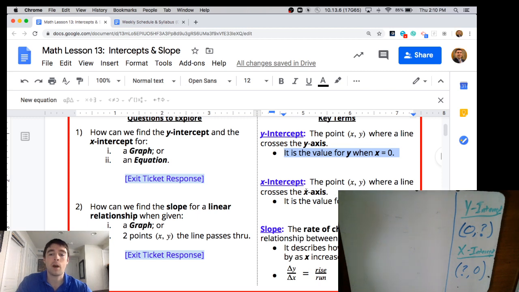The x-intercept is opposite. It's going to be the point where our line crosses with the x-axis, and when we talk about equations, they're really asking you for what is the value for x when y is equal to 0. I messed that up in your notes if you want to fix that.